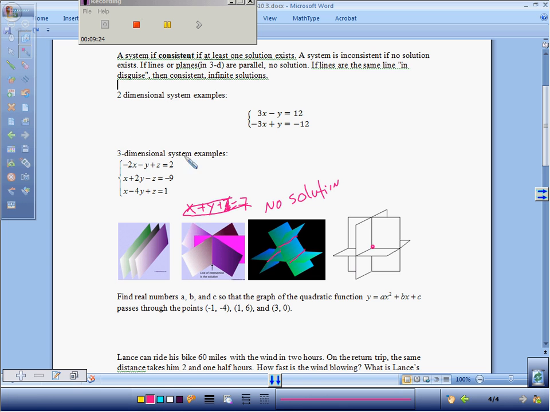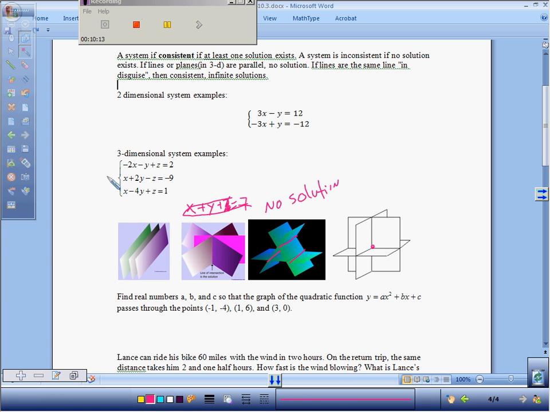So let's look at this one. 3-dimensional examples. I'm just going to take you through this a little bit. I'm not going to do the whole thing because I'm not going to make you solve 3-dimensional systems by hand, because it's kind of a pain in the neck. Have you done that before? You have to do a double elimination. So let's see what happens with this one.